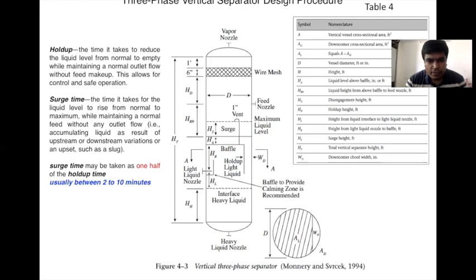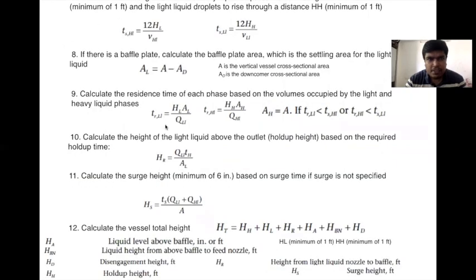Now let's come back here. Step number 7. Now here, what you have to do, you have to find out the settling times for heavier liquid droplet to settle through the distance HL, and the light liquid droplet to rise through the distance HH, right?